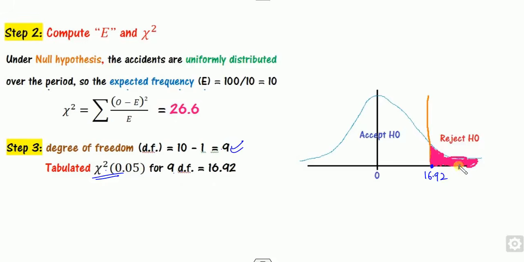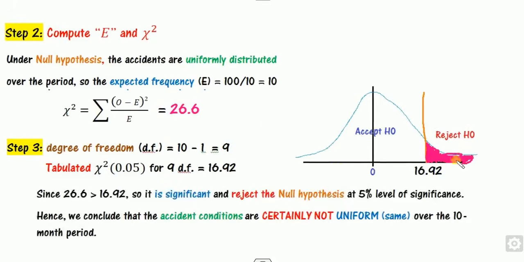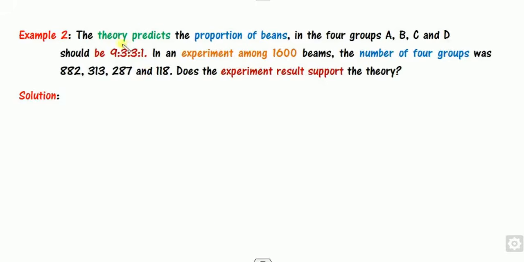It lies here. So it means this lies in the rejected portion. So 26.6 lies here, which means we will reject H naught. Since this value is greater, it is significant and we reject H0 at 5%. So it means H0 is rejected. So we conclude that they are not uniform over the 10-month period. Look at the second example, it will make it clearer.